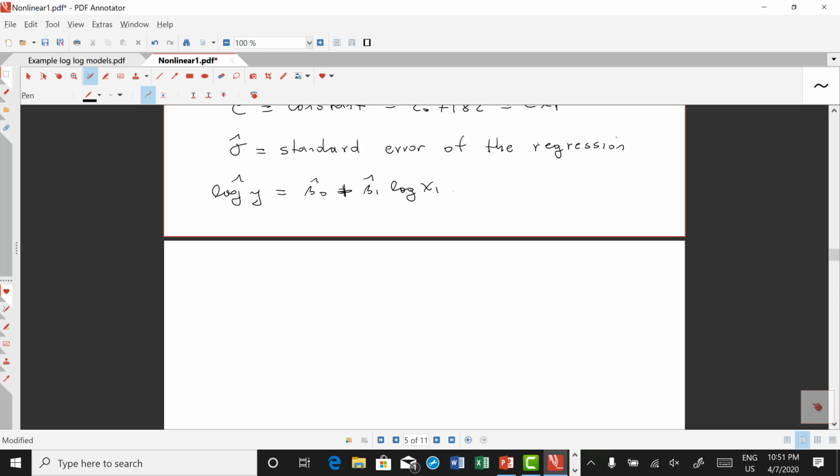Since here I've only considered one explanatory variable, that should be fine. But remember that more generally, we could have more explanatory variables. But for now, leave it there. So that's basically the predicted value of y.